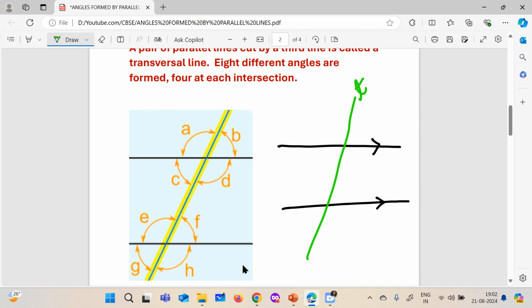When this transversal line intersects the pair of parallel lines, many angles are formed. If you look at this diagram, here you have angle A, then B, C, and D. We can also write this as angle 1, angle 2, angle 3, angle 4, angle 5, angle 6, angle 7, angle 8. You can see there are eight angles here, and now we can differentiate these angles. Let's see how to differentiate these angles.